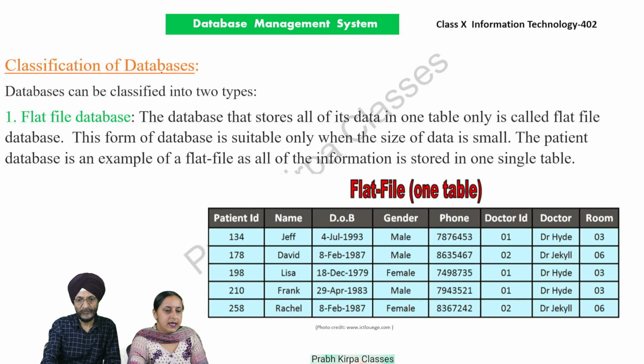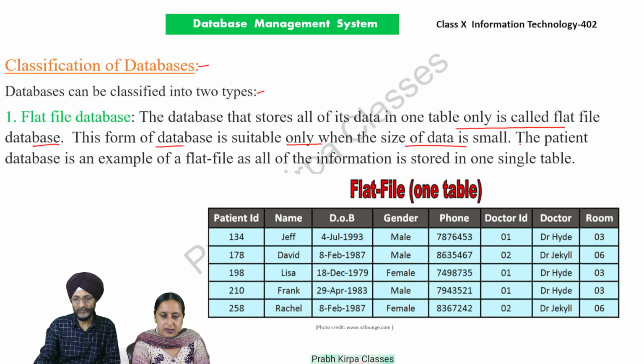Now we discuss classification of databases. Databases are of various types, but as per our level of study, that is class 10, databases can be classified into two types. Number one, flat file database. The database that stores all of its data in one table only is called flat file database. This form of database is suitable only when the size of data is small.